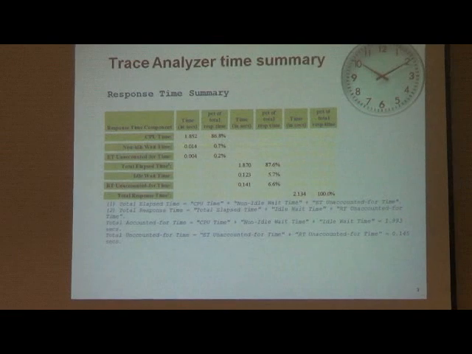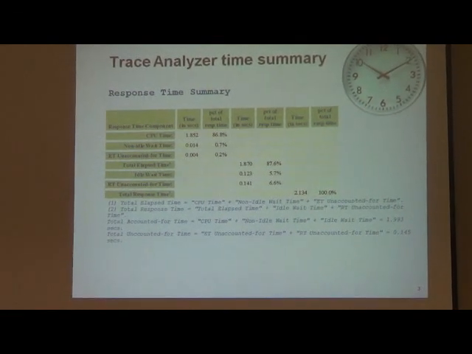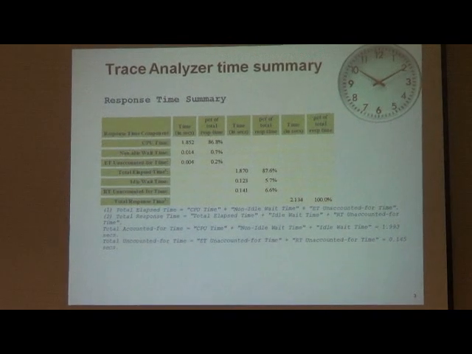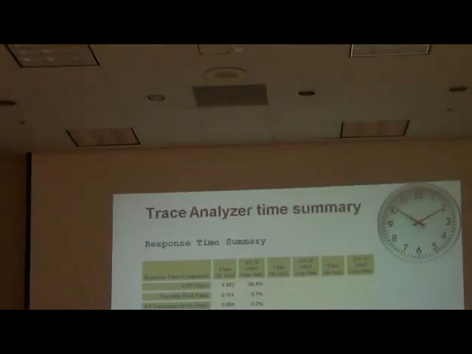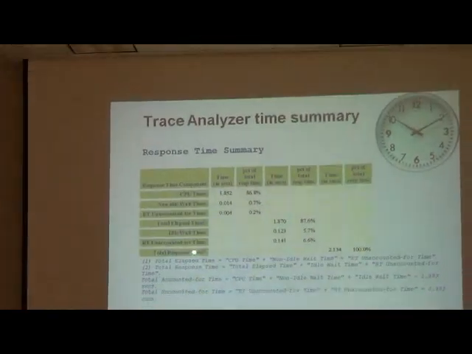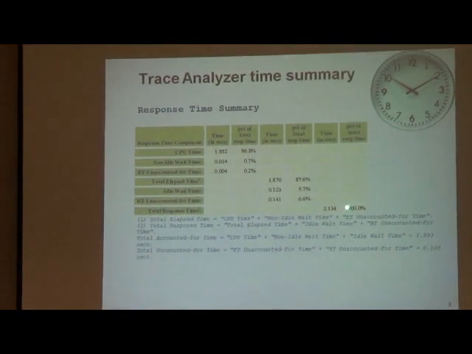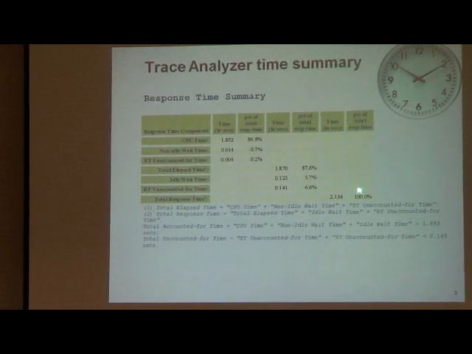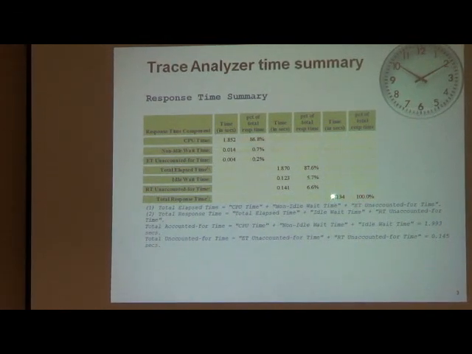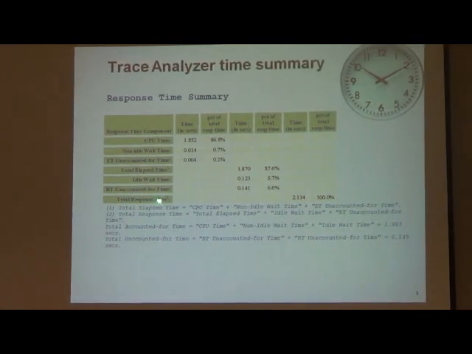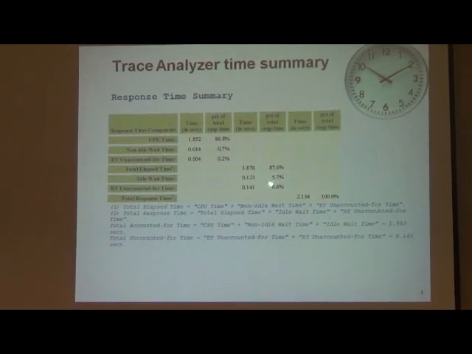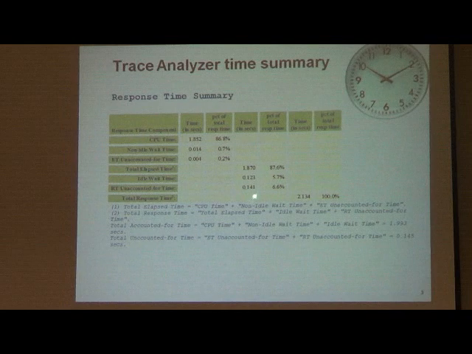This is the first page of threat analyzer. When you run threat analyzer on a trace, you will find a summary like this one. The way I read this summary is the following. I look at the total response time. For example, in this case, this trace includes 2.134 seconds of total response time. Remember, the total response time has three components: elapsed time, idle waits, and some unaccounted for.